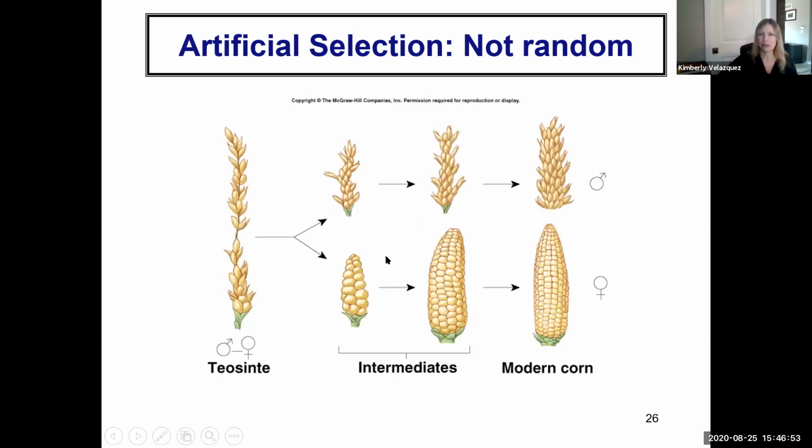Artificial selection is not random. This is humans choosing traits that they want to see in the next generation and only allowing those individuals to reproduce. So that's how we got modern corn. And that's how we got almost all of our crop plants, by artificially selecting certain traits and genetically manipulating these plants to be what they are.